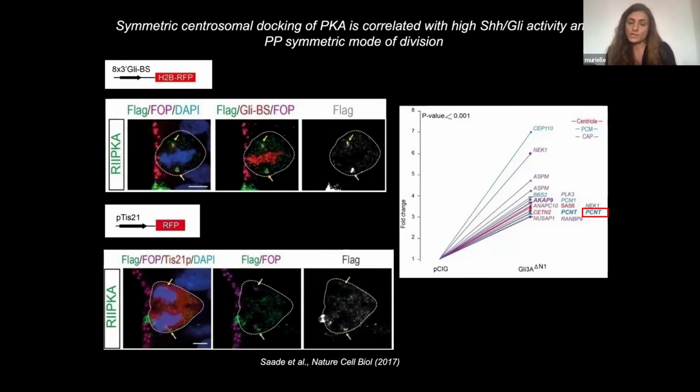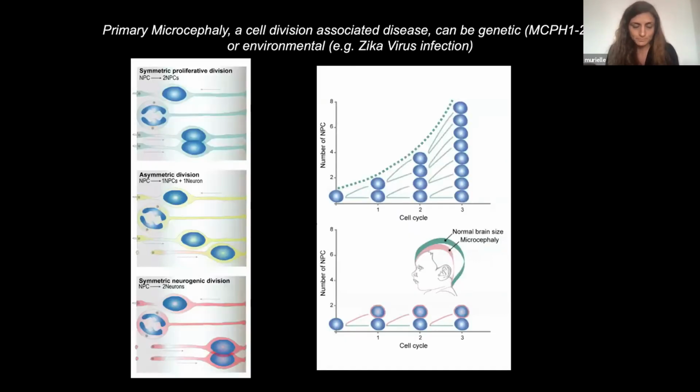And what I showed you also is that the mode of division is not stochastic. It's an event that is completely controlled by signaling pathways. Hence, the control and the balance between the three modes of division is really important. If any premature neurogenic division occurs, this could exhaust the stem cell pool and induce brain size abnormalities such as primary microcephaly. And primary microcephaly is a cell division associated disease that has been shown to be genetic.